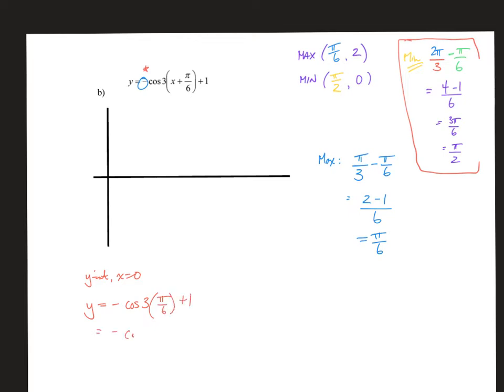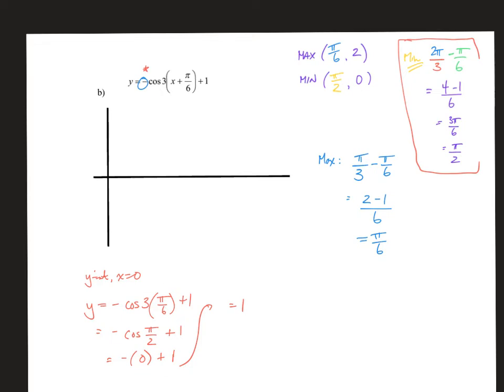And this is one that I can actually calculate because I know the value of cos pi by 2. The value of cos pi by 2 is 0. And so I come in then on a y-intercept of -1. Sorry. I come in on a y-intercept of 1.